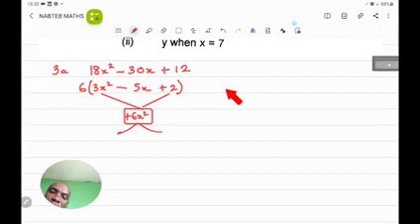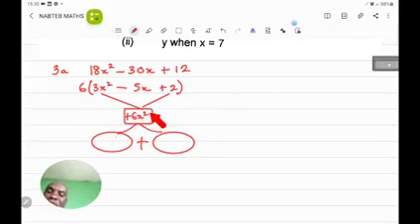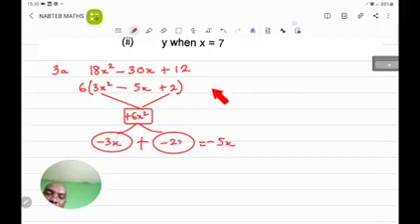So I can split this into two parts. What are the two numbers? I can split that such that when I multiply them, I get plus 6x squared, and when I add them, I get the middle term, minus 5x. So that's going to be minus 3x and minus 2x.